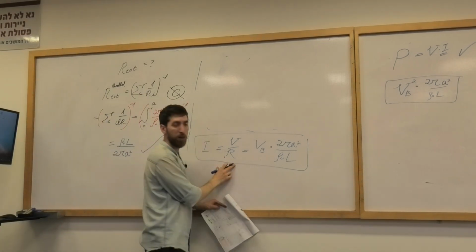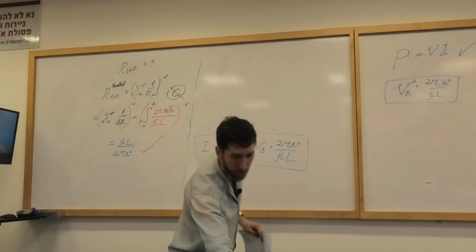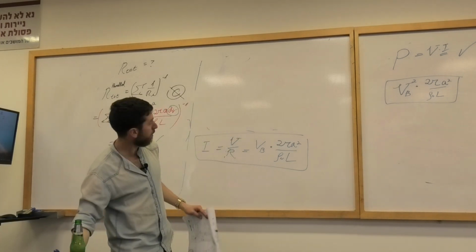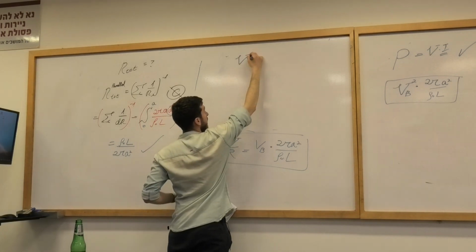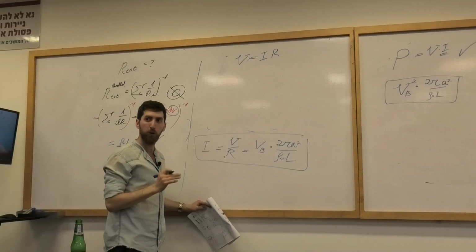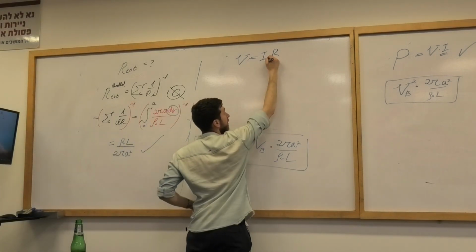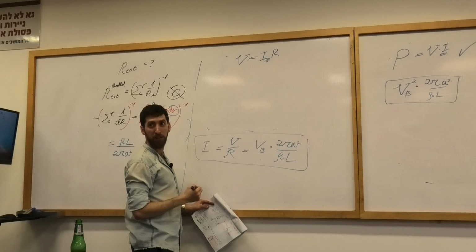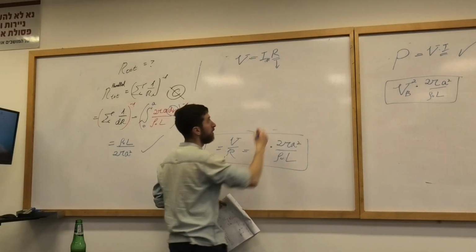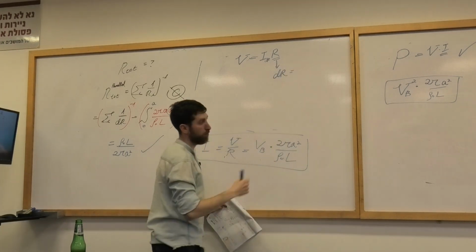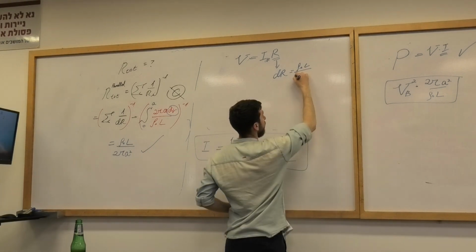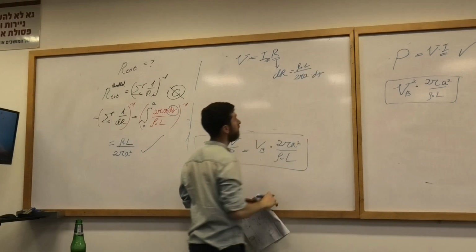We can find the current if we know the resistors, right? Because we have Ohm's law. Ohm's law says that if you know the voltage, you can find the current given the resistance. I want to know the current for each resistor, dr, okay? And we know the resistance of each resistor. We know it to be a constant, rho L over 2 pi A dr. We found it in the first section, right?